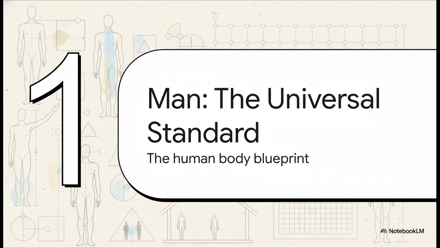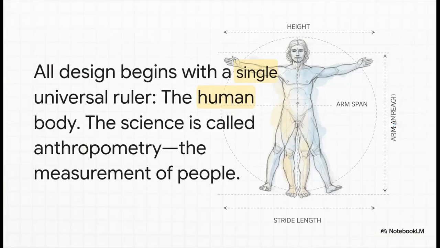Okay, so our first big idea is all about this: man as the universal standard. Before you can even think about designing a building, you have to understand the thing that's going to be using it. And that fundamental unit of measurement? Well, that's you. That's me. It's the human body. It sounds so simple, right? But it's actually this really profound idea. All design, literally all of it, starts with one ruler: the human body.